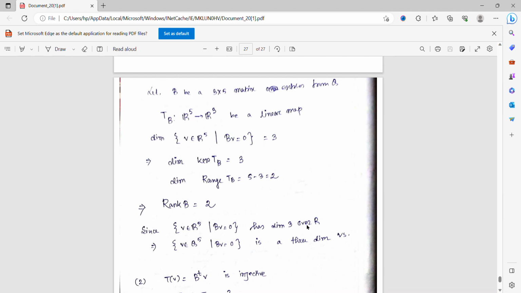Now this has dimension 3 over R, and Q is a subfield of R, right? So if it has dimension 3 over the field R, that means the dimension over the subfield is also 3. Choose 3 vectors which are linearly independent when we are considering it over R, say v1, v2, v3. So these are the basis vectors for this space.